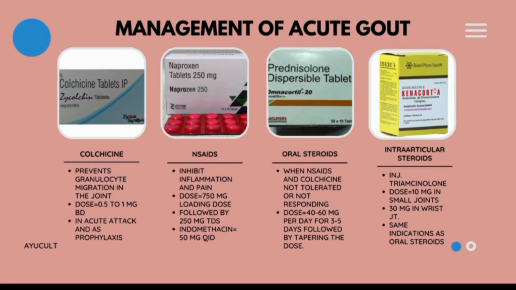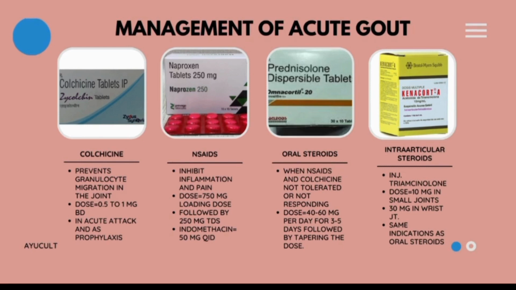Naproxen is started by a loading dose of 750 mg followed by 250 mg TDS. Indomethacin is given in the dose of 50 mg QID. Then oral steroids. These are given when patient is not tolerating or responding to NSAIDs and colchicine. Dose is 40 to 60 mg per day for 5 days followed by tapering of dose. We are pretty familiar with Omnacortil and Wysolone.